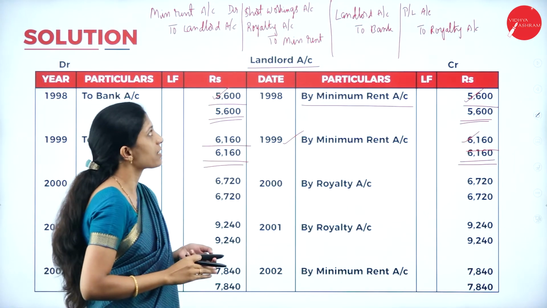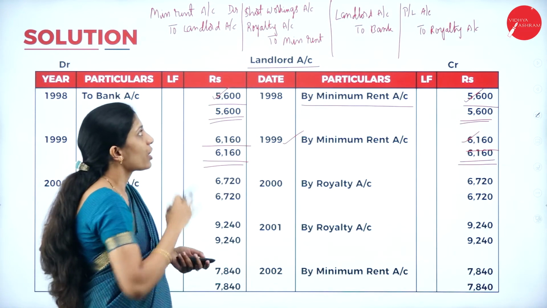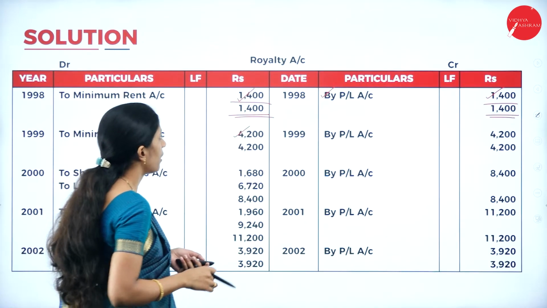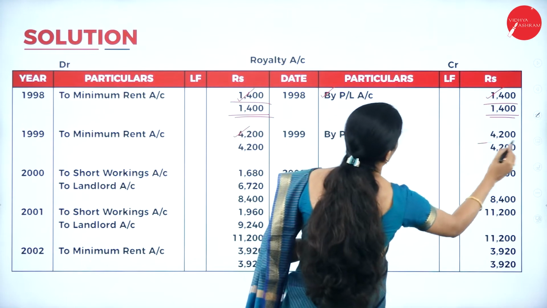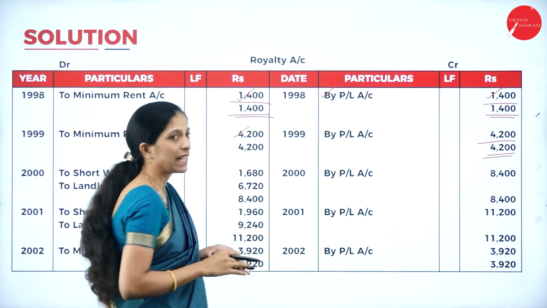Next, coming to the last entry, profit and loss account debit to royalty account. So how do you write in royalty account? By profit and loss account. So by profit and loss account, 4,200 is the royalty. So hope you are clear with this.